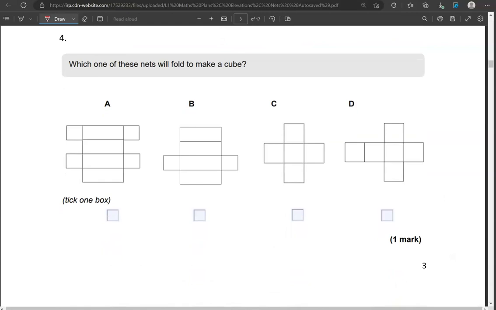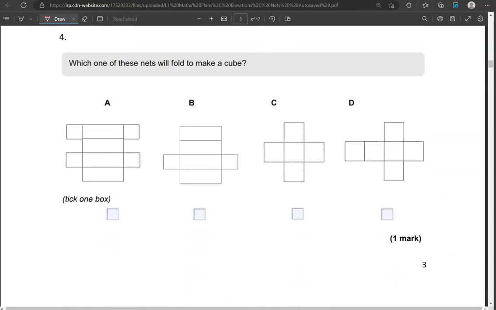Which one of these nets will fold to make a cube? A cube has square faces only, and we're looking for 6 of them within the net. Looking at A, it has squares as well as rectangles, so that's not the correct one. Looking at B, again it has squares and rectangles, so not correct. C has squares only, but it has 1, 2, 3, 4, 5 of them, and we need 6, and that is D.